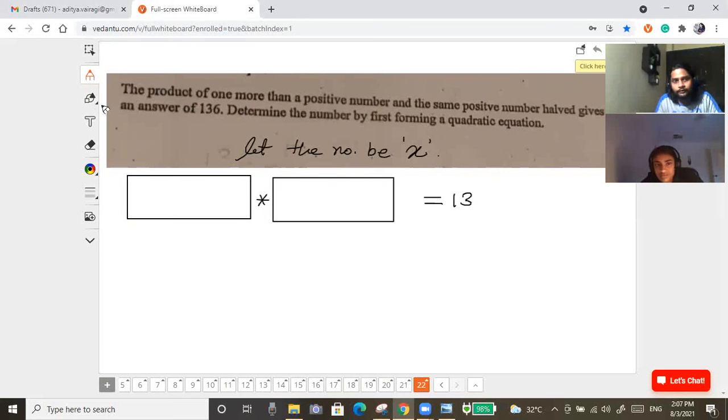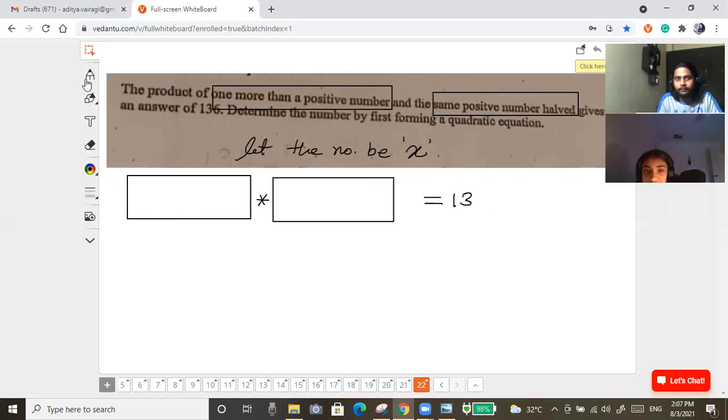They said the product of one more than a number and the same positive number halved gives that much answer. It's 136. So one more than the positive number. See, x is the number, so one more than will be x plus 1. Or I can just write down here: multiplied one more than the number.